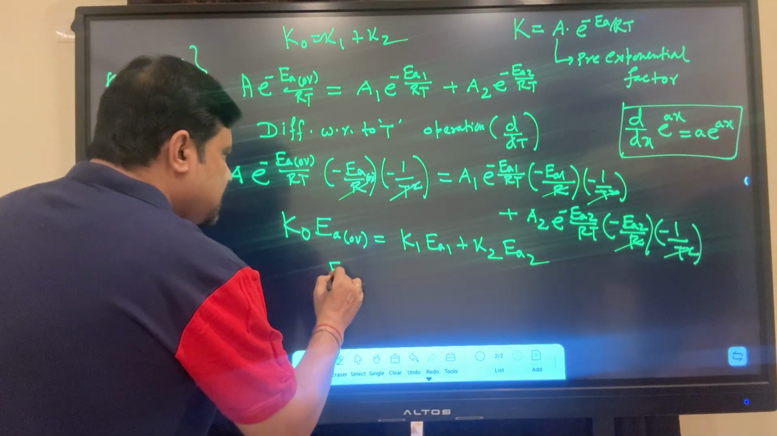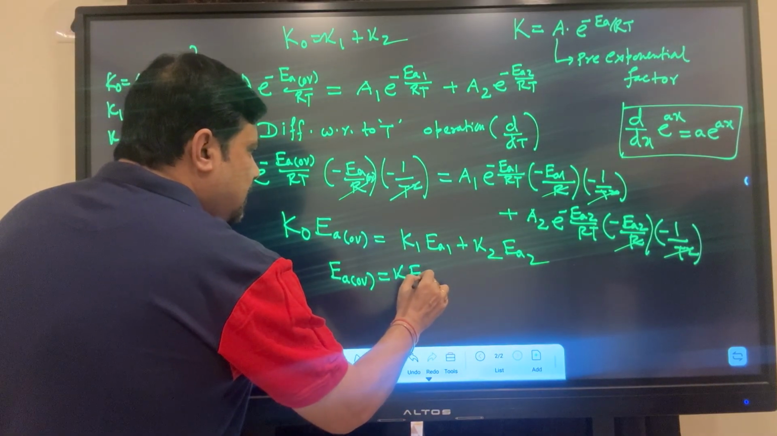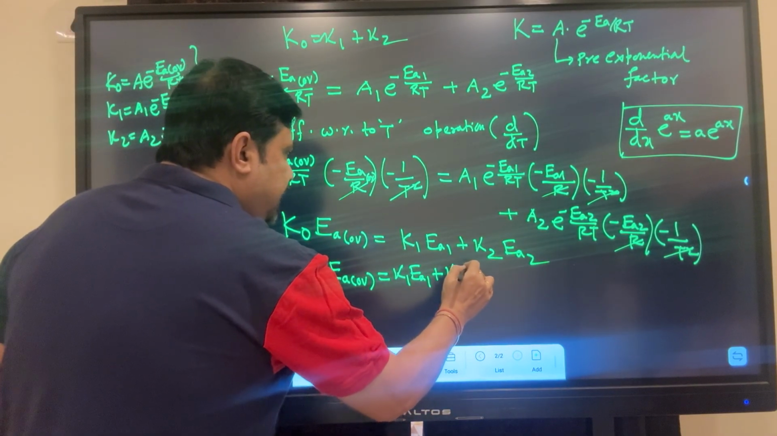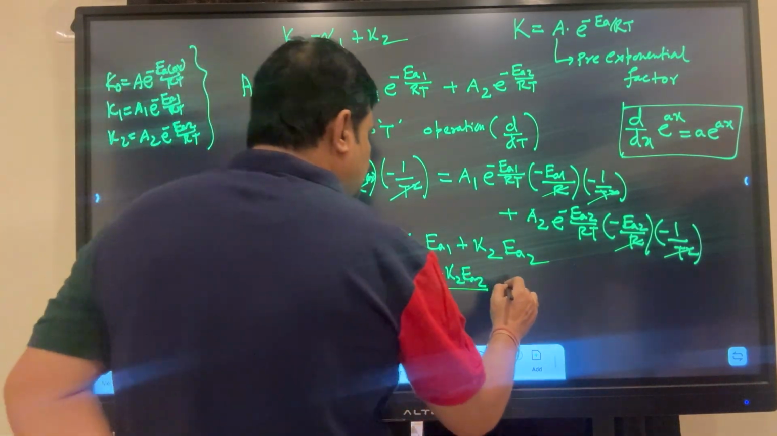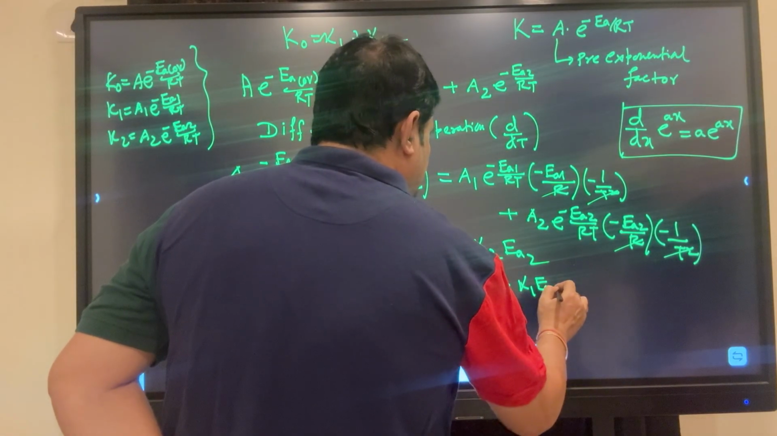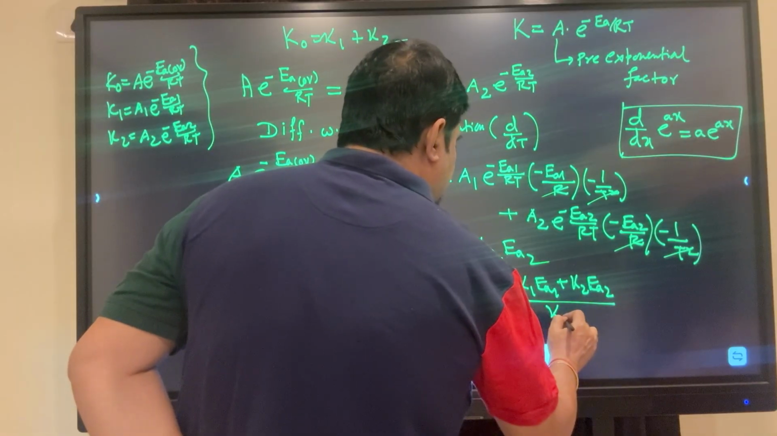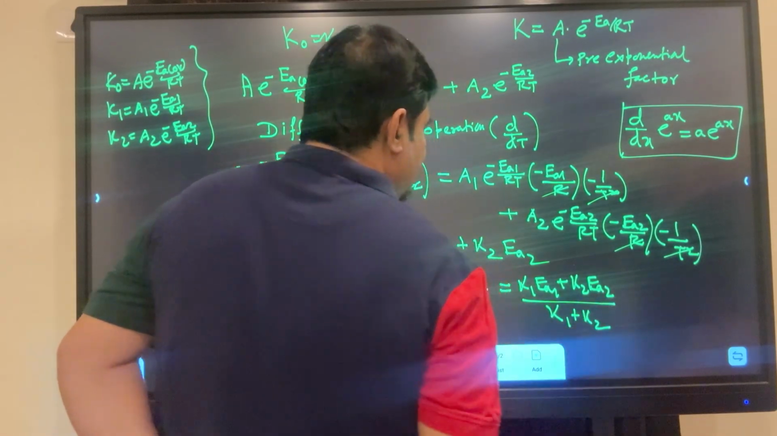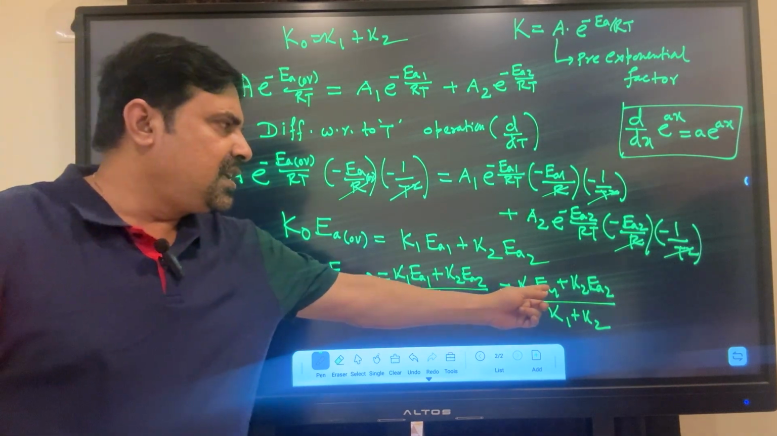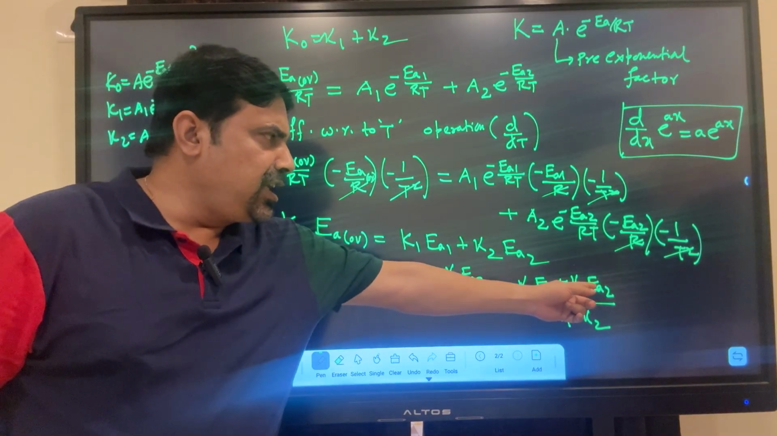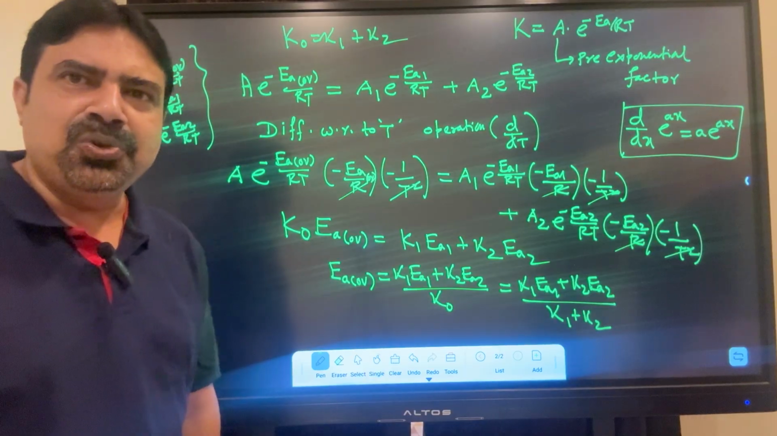Now immediately from this equation, what can we observe? We can observe that activation energy overall will be equal to K1 Ea1 plus K2 Ea2 divided by K overall, and K overall is nothing but K1 plus K2. Yes or no? So activation energy overall will be equal to K1 Ea1 plus K2 Ea2 by K1 plus K2. Is it clear? I hope I was able to give you clarity.